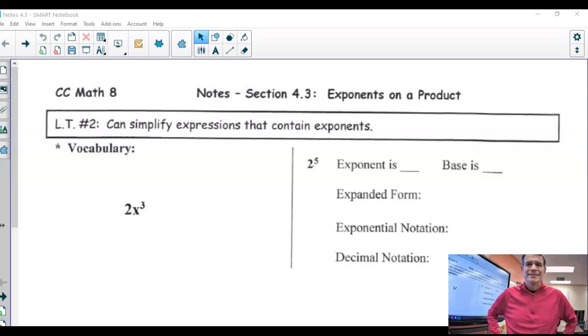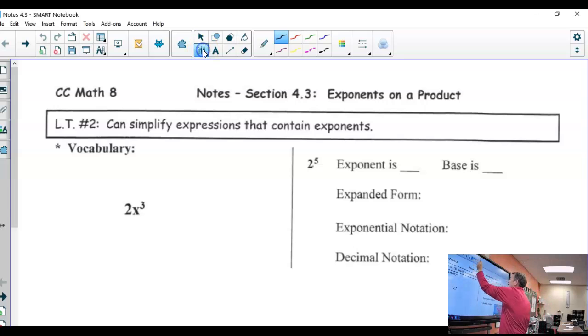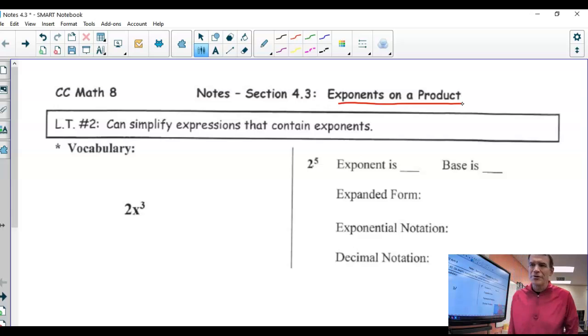Hey guys, Math 8, we are ready for Chapter 4, Section 3. We have just finished solving equations that involve cubes and cube roots, and the rest of this chapter pretty much deals with all types of exponents. So here we go. Today we are doing exponents on a product. A product is when you're multiplying. So this is what happens to exponents when you're multiplying stuff together.